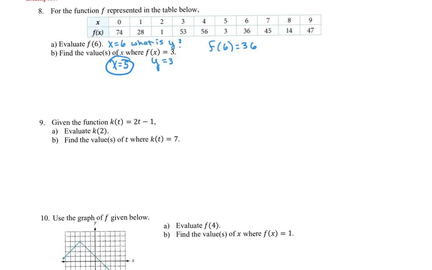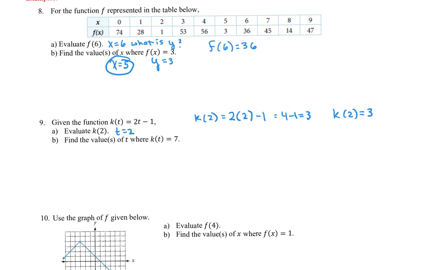Moving on to number 9, we're given the function k of t equals 2t minus 1. They want us to evaluate k of 2. All this means is to allow t to equal 2 and plug 2 into our function. So the k of 2, wherever we see a t, we're going to plug in 2, and this will give us 4 minus 1, which equals 3. So the k of 2 equals 3.